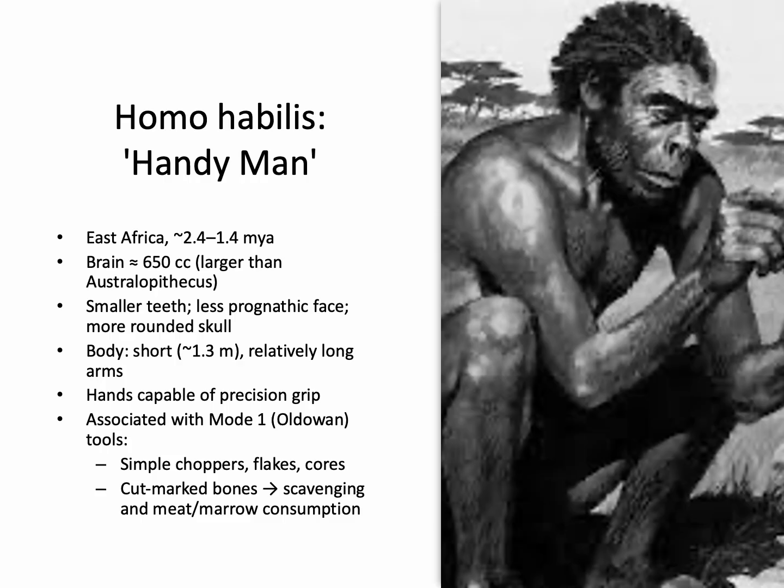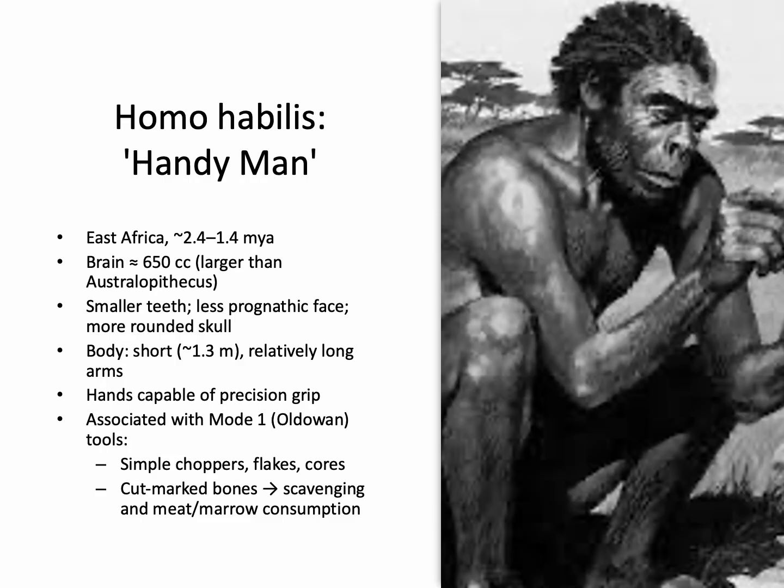There's ongoing debate whether early Homo was mostly scavenging carcasses left behind by other predators, or whether they were doing some hunting themselves. But either way, it seems clear that meat and marrow became more important components of the diet, and that tools were central to accessing those resources.